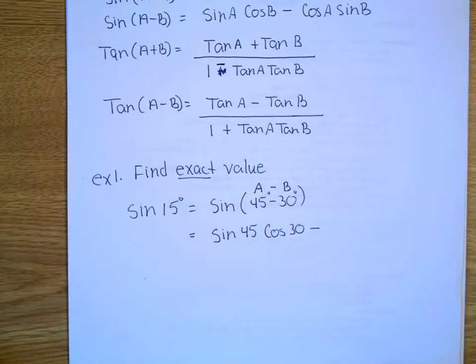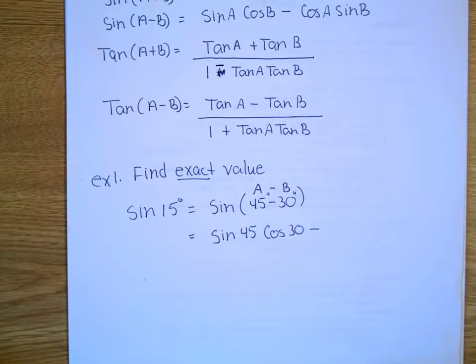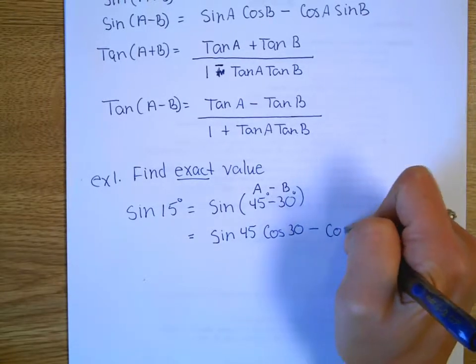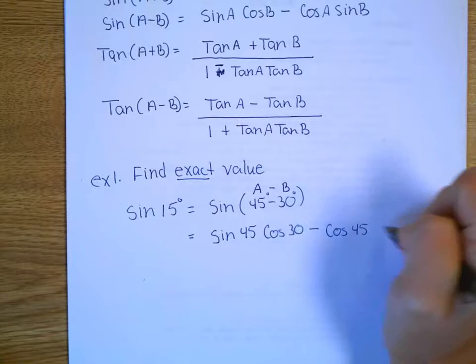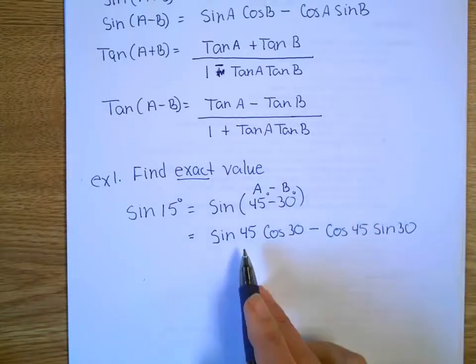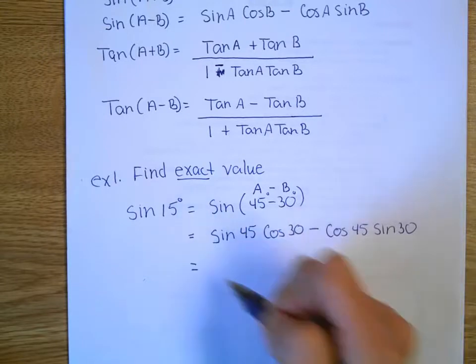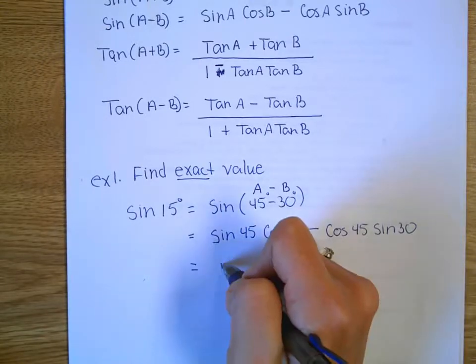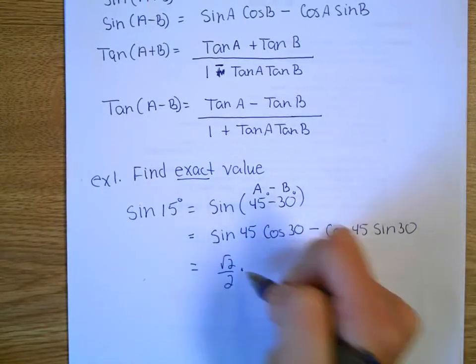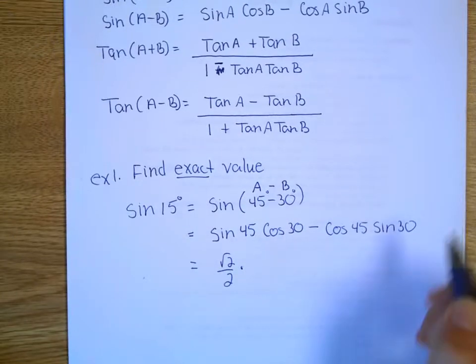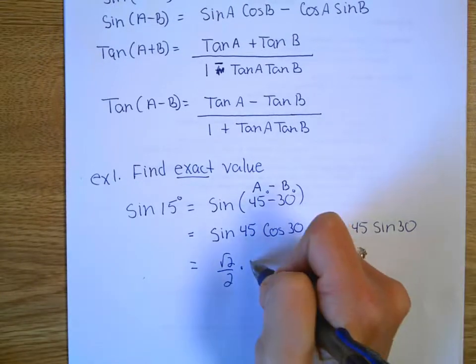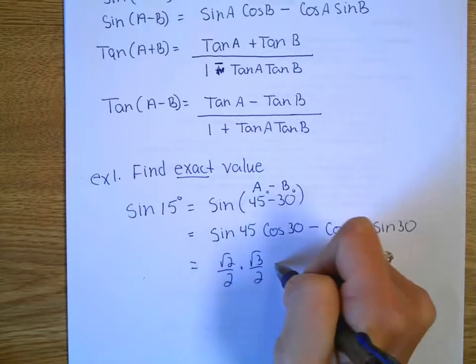So we can look up these four things. Okay, what's the next part of it? Cosine of 45 and sine of 30. These four values now are on your circle sheet. So tell me, what is the sine of 45? Square root of 2 over 2. Cosine of 30? Square root of 3 over 2.